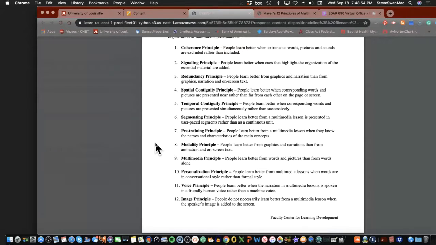Number eight is kind of a reflection of number three, and I think they ought to be put together. But modality principle, I get what he's trying to do here. People learn better from graphics and narration than from animation and on-screen text. What? Let it sink in for a sec. If I'm looking at a picture on a screen and you are either A, talking to me about it in real time, or B, there is narration that goes along with the picture, then that works better than animation and on-screen text.